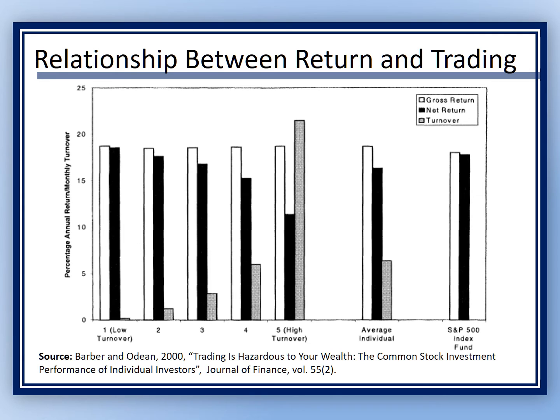Well, this paper was published in 2000, so it's way before the financial crisis, which is why it's so high. The black bar is net return, net of the cost of trading. Now, it's very low, as you can see. The red bar and the white bar are very close, which means the stock market return is very close to the return you get after subtracting trading costs.